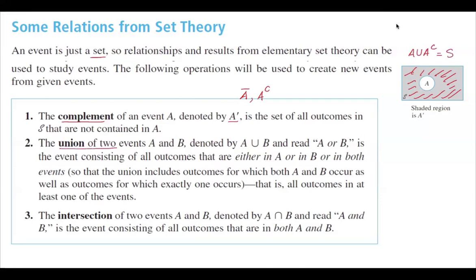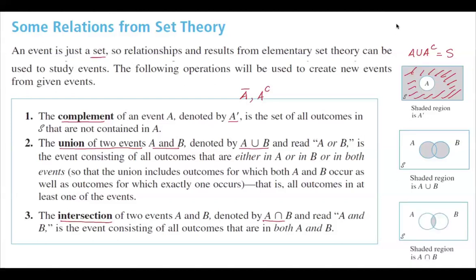The union of two events or two sets, denoted by A union B, or A or B, is the event consisting of all outcomes that are either in A or in B or both. And finally, we talked about the intersection of two events or two sets, which is denoted by A intersection B, or A and B, which includes everything that belongs to the intersection. These are the visualizations that we saw for union and intersection.